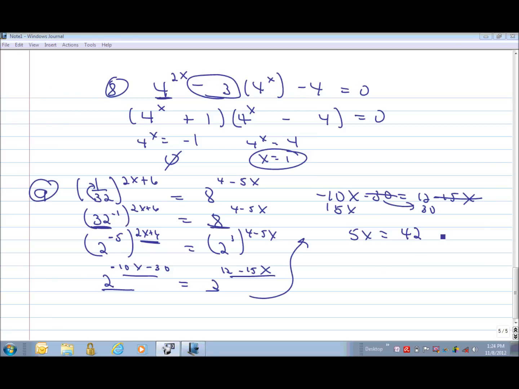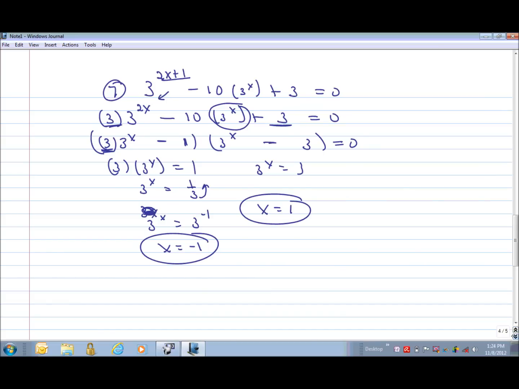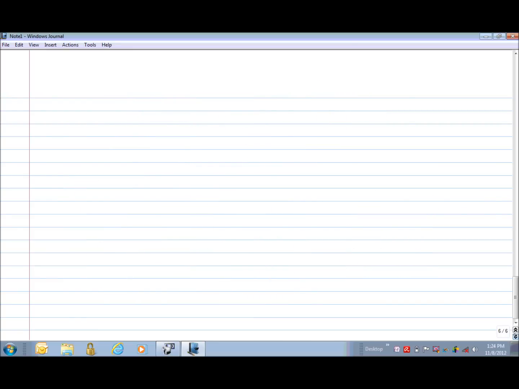And now all of a sudden I divide by 5, and x equals 42/5. And there you go. All right, go Bearcats. Let's move on now to number 10. Oops, back. Went the wrong way. All right, let's look at number 10.